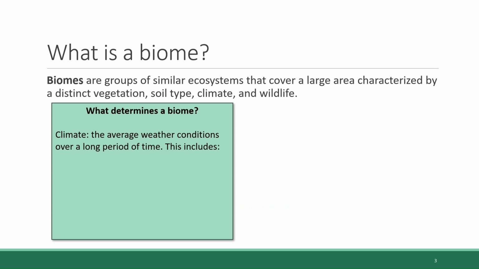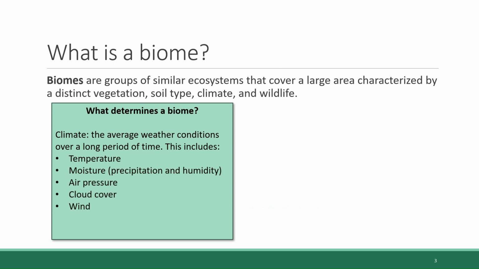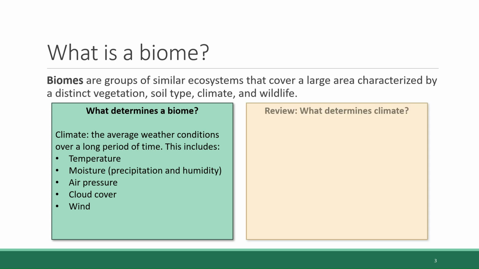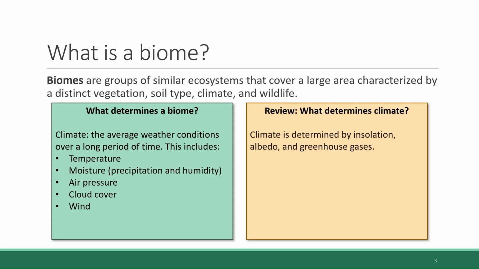Remember from our climate chapter that climate is defined as the average weather condition over a long period of time, which includes conditions pertaining to temperature, moisture, meaning both precipitation and humidity, air pressure, cloud cover, and wind. So climate dictates the biome. But what determines the climate? Remember again from our climate chapter that climate is brought about by three main factors: insolation, albedo, and greenhouse gases.